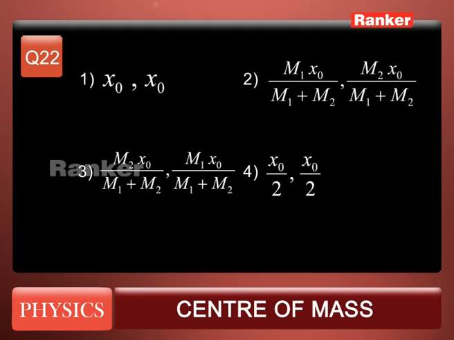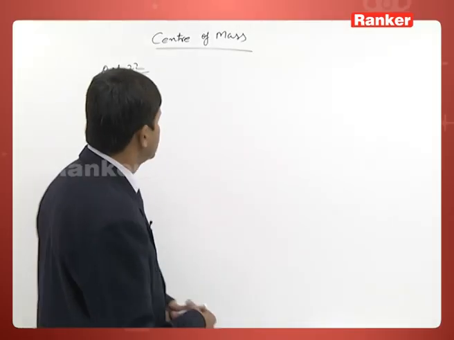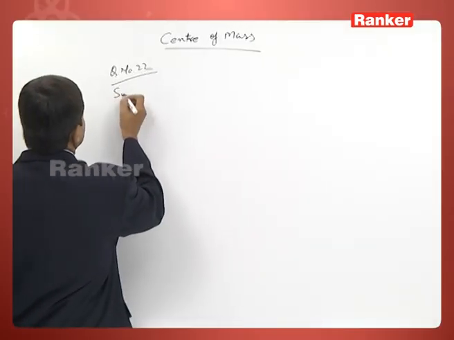The first option is x0, second option is m1 x0 by m1 plus m2, third option is m2 x0 by m1 plus m2 and m1 x0 by m1 plus m2, fourth option x0 by 2 and x0 by 2. See the solution of this problem.